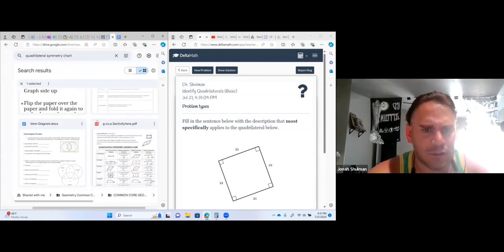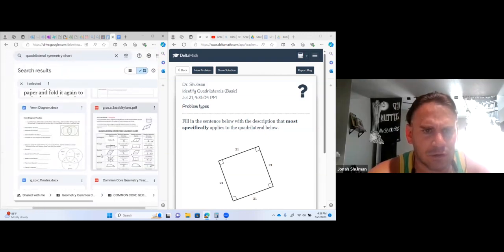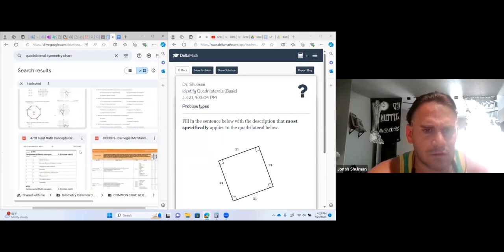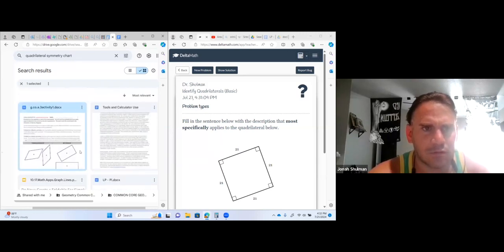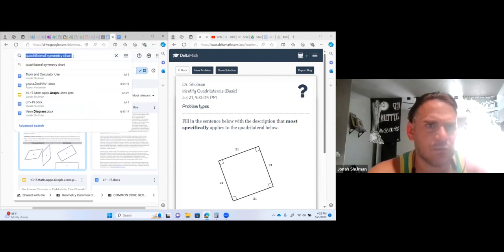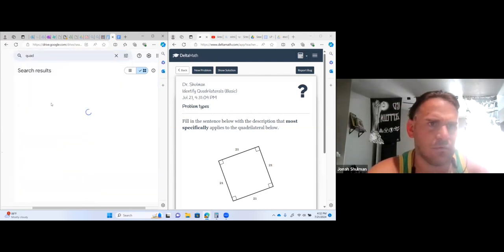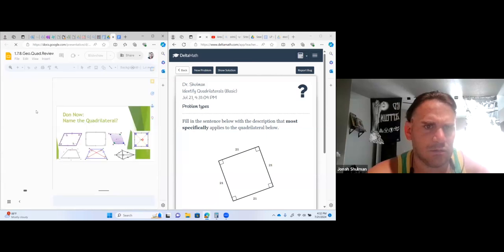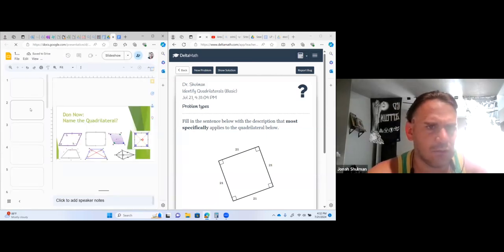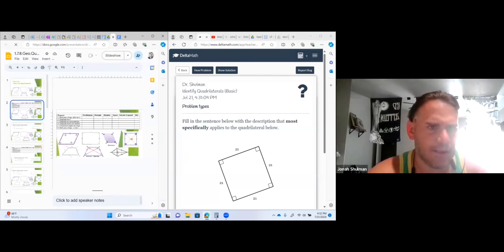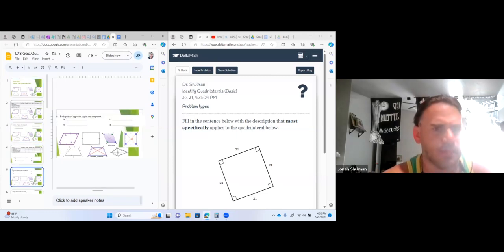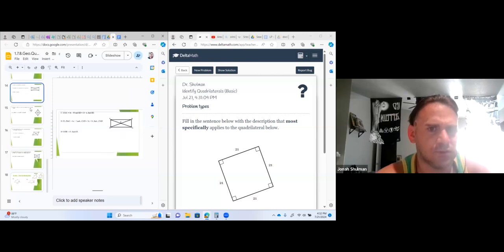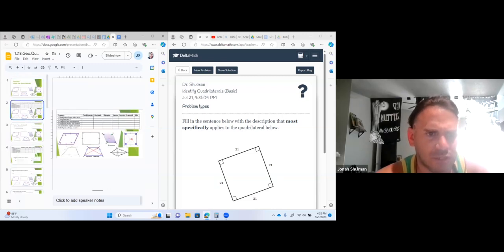I want the, that's the answers to that one. I want the whole quad one. So I'm just going to type in quads. Is this the one? Name the quadrilateral. Yeah, here we go. Nice. This is something good. This is the good chart.